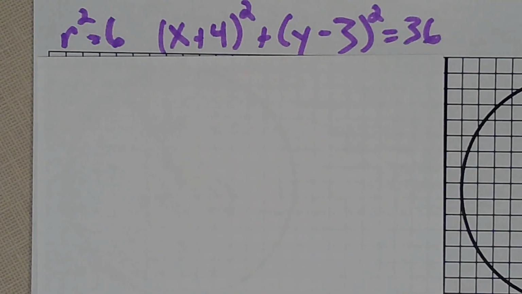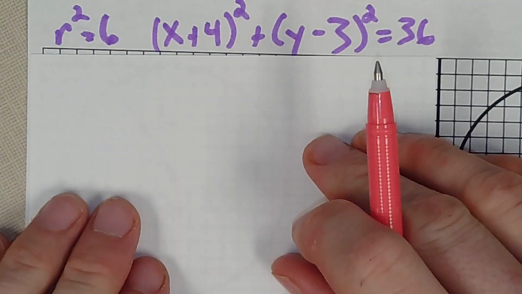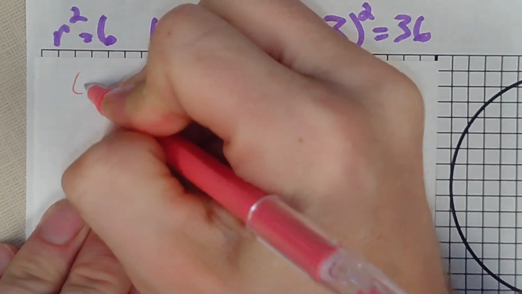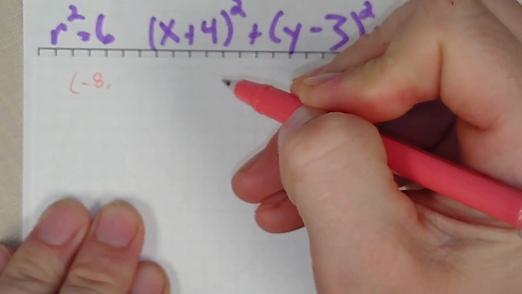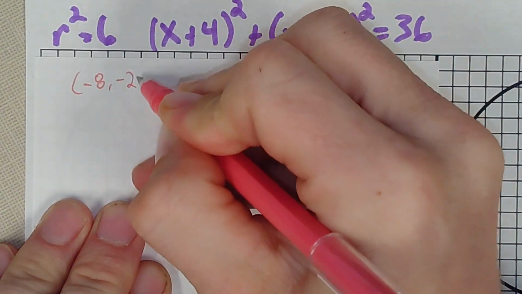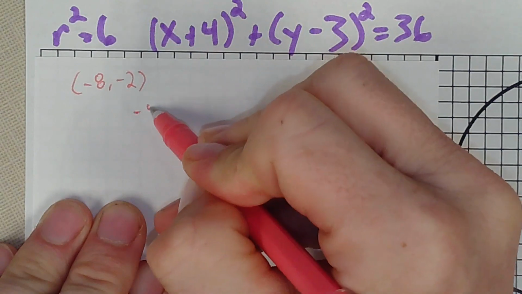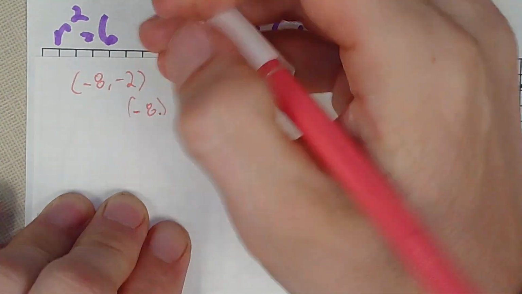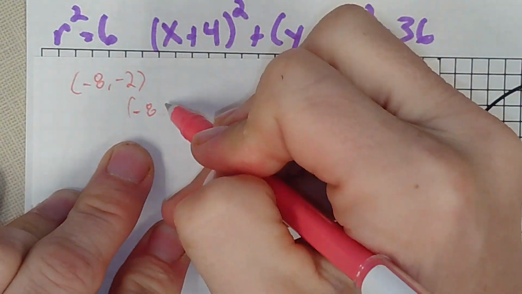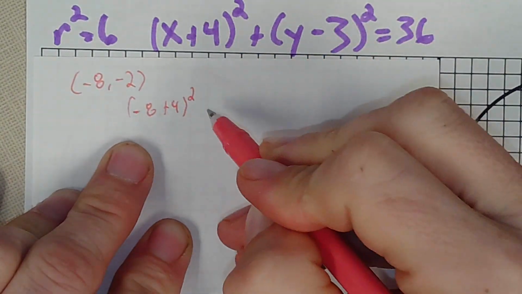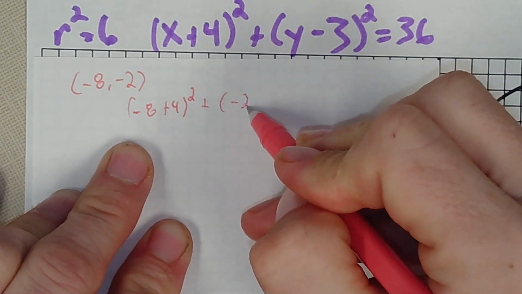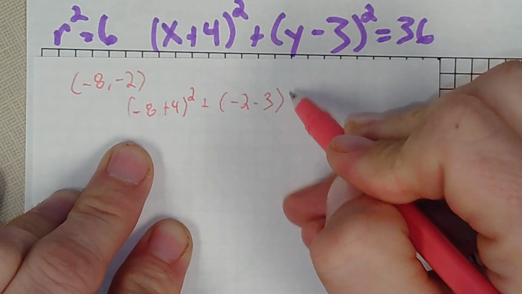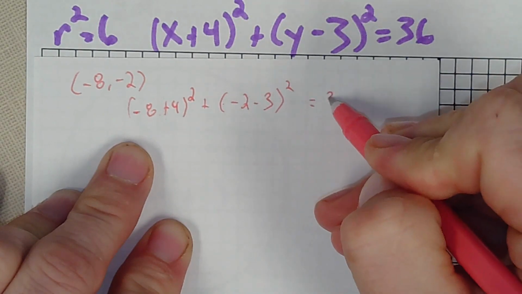All right, so the first one we're going to talk about: our x value is -8, and the y value is -2. So we're going to plug in -8 for x, so it's -8 plus 4 for that term, and -2 for the other term, and we're going to compare that to 36.